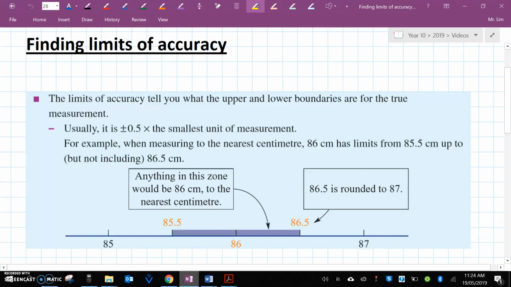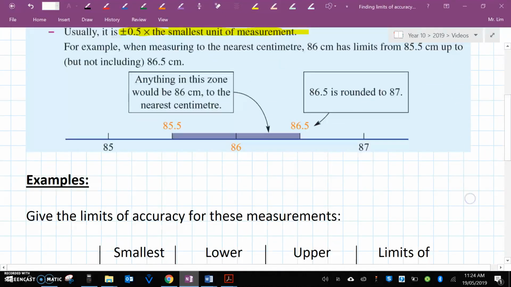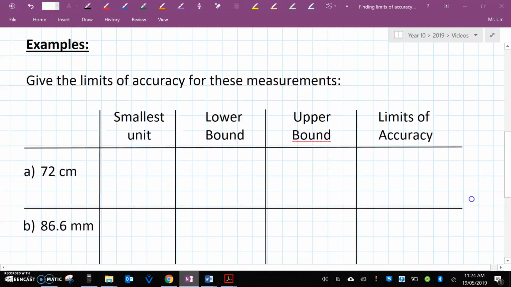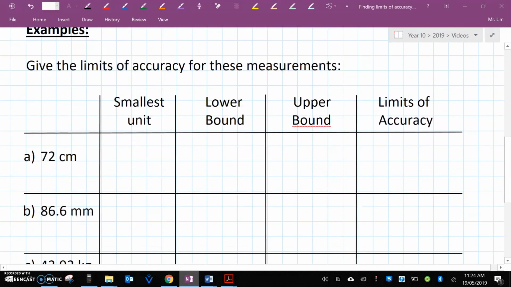Usually, it is plus or minus 0.5 times the smallest unit of measurement. For example, when measuring to the nearest centimeter, 86 centimeters has limits of 85.5 centimeters up to, but not including, 86.5 centimeters. Anything in this zone would be 86 centimeters to the nearest centimeter. So let's have a look at some examples. Give the limits of accuracy for these measurements.